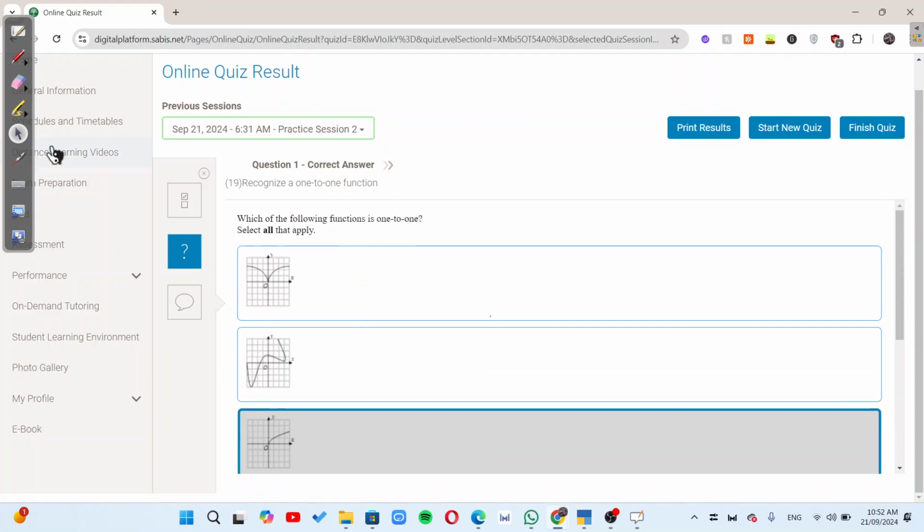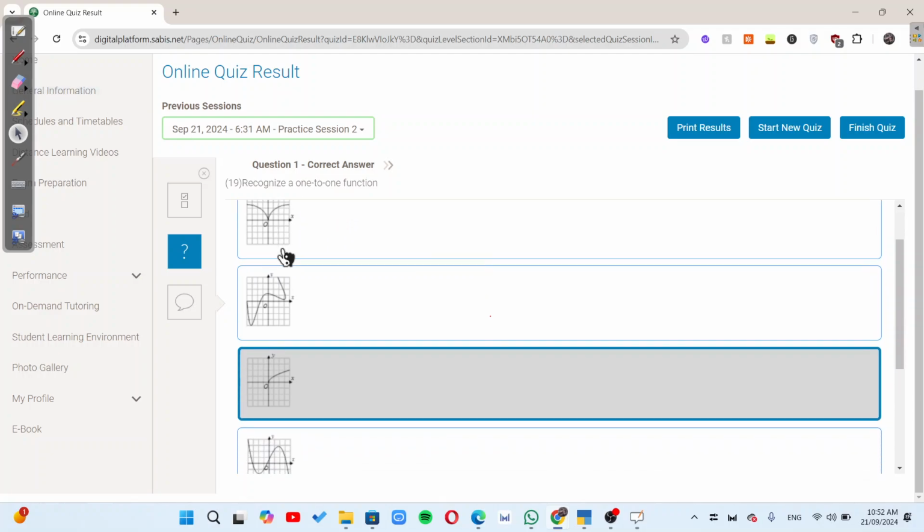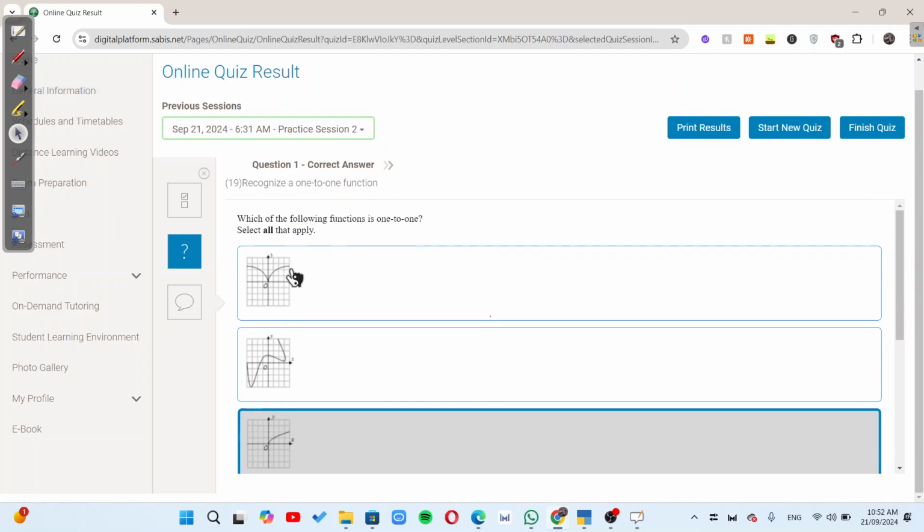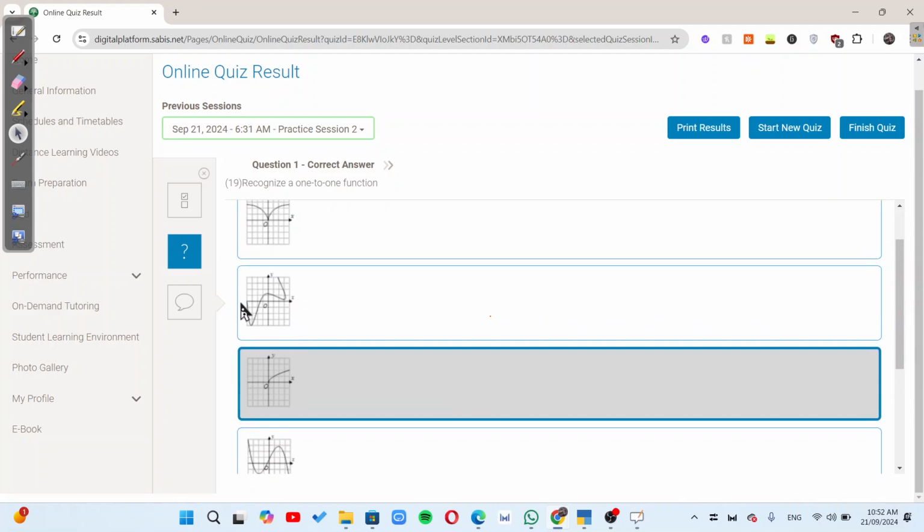So yeah, let's start. Which function is 1-to-1? We know that a 1-to-1 function has to pass the horizontal line test. So you're just going to draw a horizontal line. Does it meet another point on that same line? This one, yes, so it's not 1-to-1. This one, if you draw from here, it's not 1-to-1.